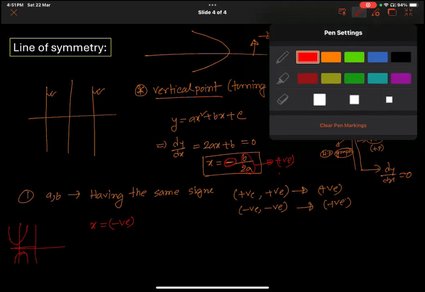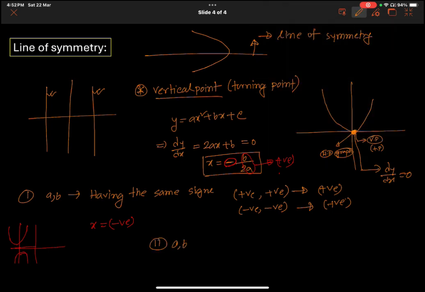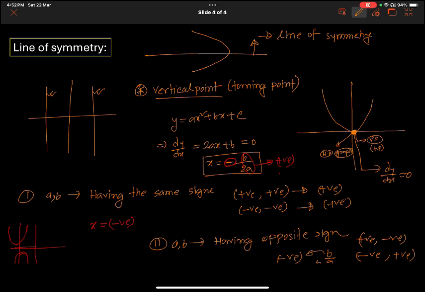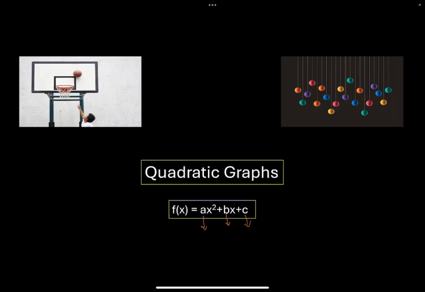Then if a and b have opposite signs, that is, plus and minus or minus and plus, the ratio of two numbers with opposite signs is always negative. So if b by a is negative, then the sign of x is always positive. That means the graph is situated on the right side of the x-axis. So from this video, we have seen the signs of a, b, and c.